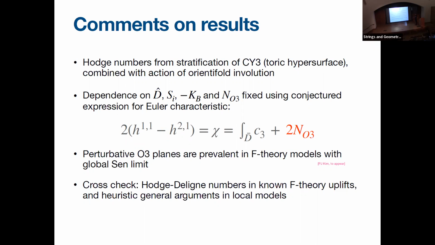And the other type of cross-check comes in the form of the heuristic general arguments that are done using local geometric models. So this doesn't constitute a full proof of this conjectured formula, but it does constitute what we believe is pretty strong evidence, and hopefully a solid proof of this is forthcoming. So I'll talk about this again later.